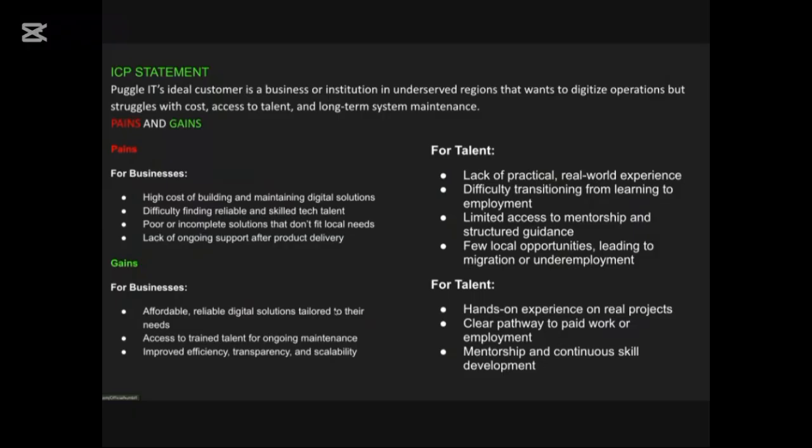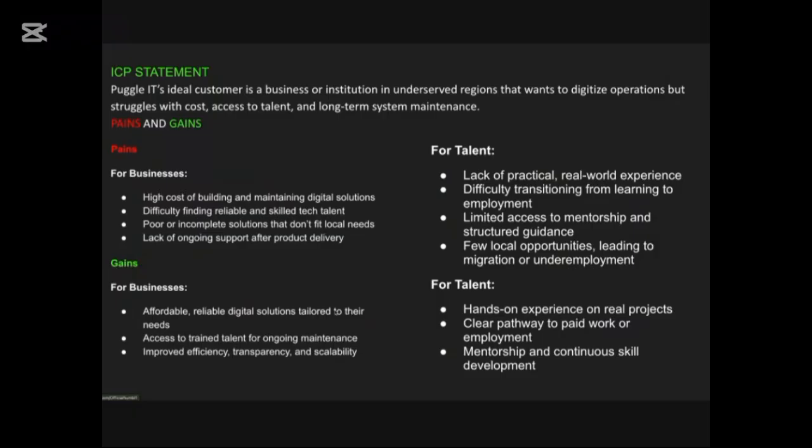So again, for businesses, our solution will be an affordable, reliable digital solution tailored to their needs. That's for sure. And we give them access to our trained talent for ongoing maintenance. We'll keep a record of all of that archive until we are sure they have a tech team in their organization, which will gladly take over their resources, like their GitHub account, their Firebase, all of the tools, because everything we build, we build with scalability in mind for every organization. We don't mix it with our own. No, it's yours. And then we just maintain it for you.